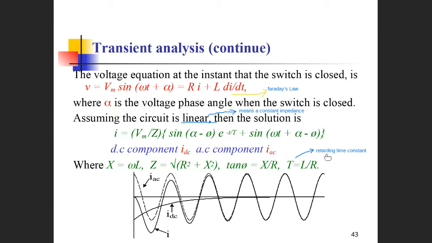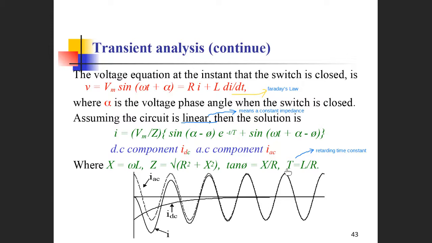This T here represents the time constant, which represents how long the system takes to achieve the balance case, that is, to stabilize. So this is the time constant, which is the inductance L over the resistance R.